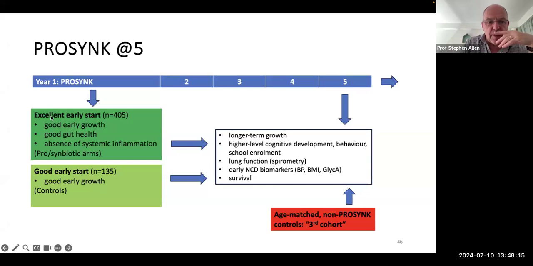We've got a set of babies with an excellent early start, good growth, reasonably good gut health and no systemic inflammation. That's the supplemented group, all 3 put together. And then we've got the controls who, although they had inflammation and not so good gut health, certainly had good early growth. So we would plan to recruit some non-PROSYNK controls at 5 years, and that should help us to untangle the effects of inflammation and growth and gut health on these longer term outcomes.